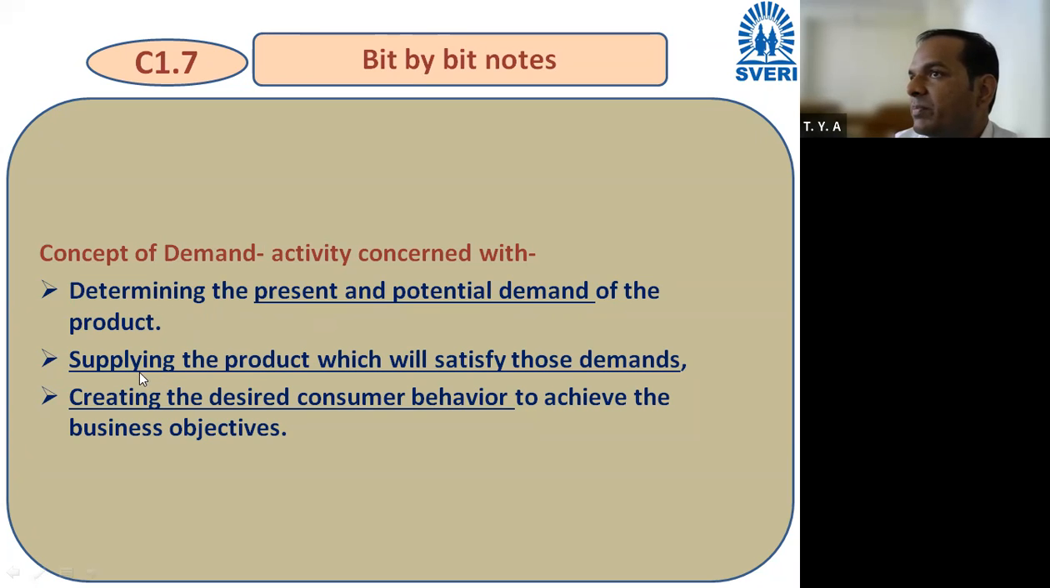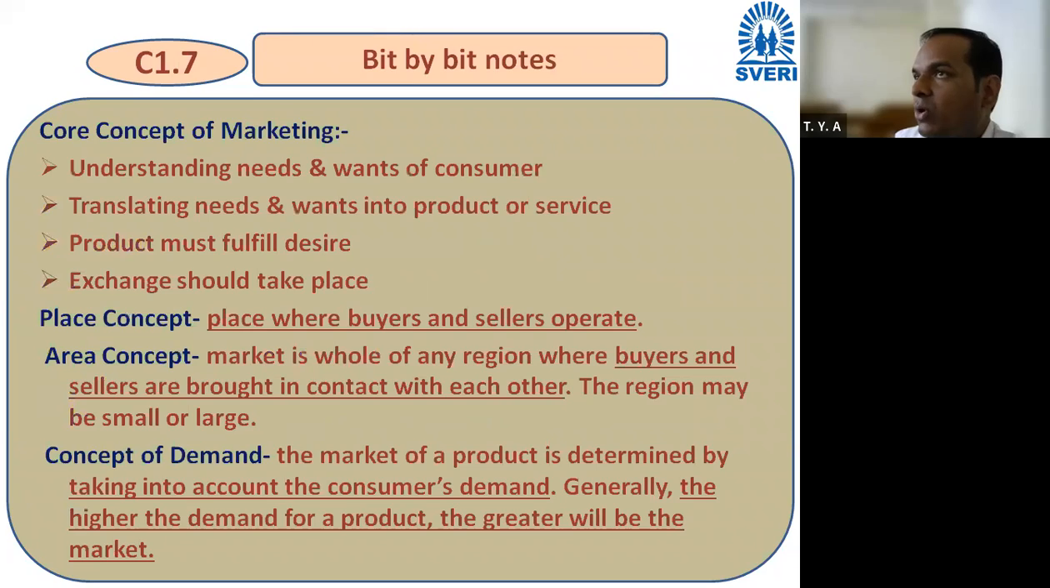सो दॅट काइंड ऑफ थिंग. Supplying the product which will satisfy those demand. 10,000 प्रोडक्ट लागतात दिवसाला. So whether you are able to satisfy, so you can say it is a concept of demand. Creating the desired consumer behavior to achieve the business objectives. Creating the desired consumer behavior म्हणजे काय की कंझ्युमरने काय बिहेवियर केलं पाहिजे की हा 1 महिन्याला प्रोडक्ट द्या, मला 2 महिन्याला प्रोडक्ट द्या. So like that additional points I have brought for you people.